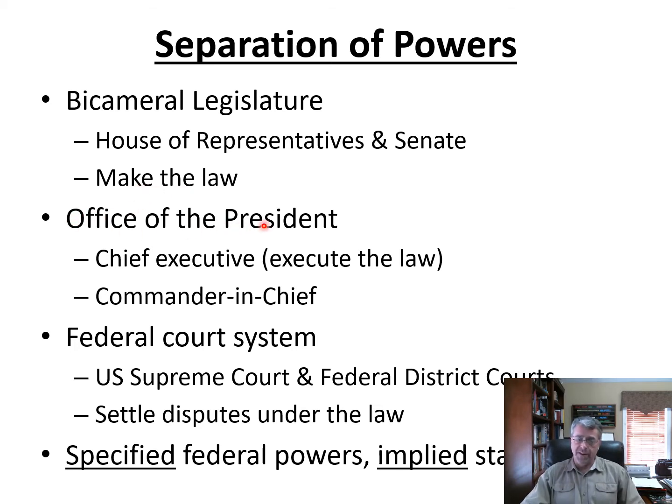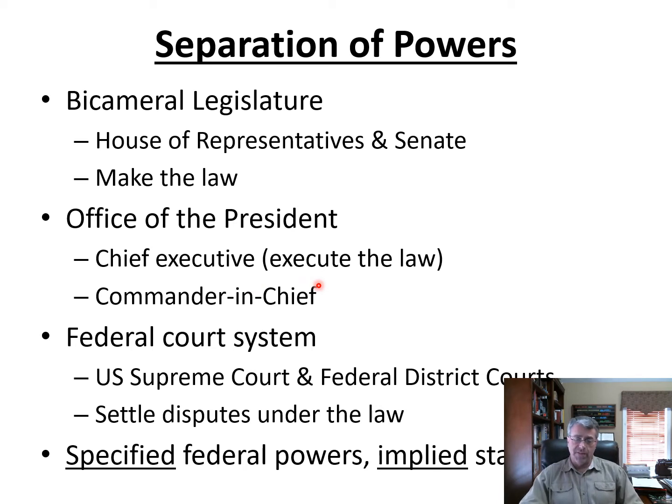The office of the president is going to be a new piece of our federal government. Under the Articles of Confederation, there was no president. There was no chief executive, no executive at all. We're going to create one, this office of the president. He will be the chief executive. His primary function is to administer or execute the law, hence the term executive.